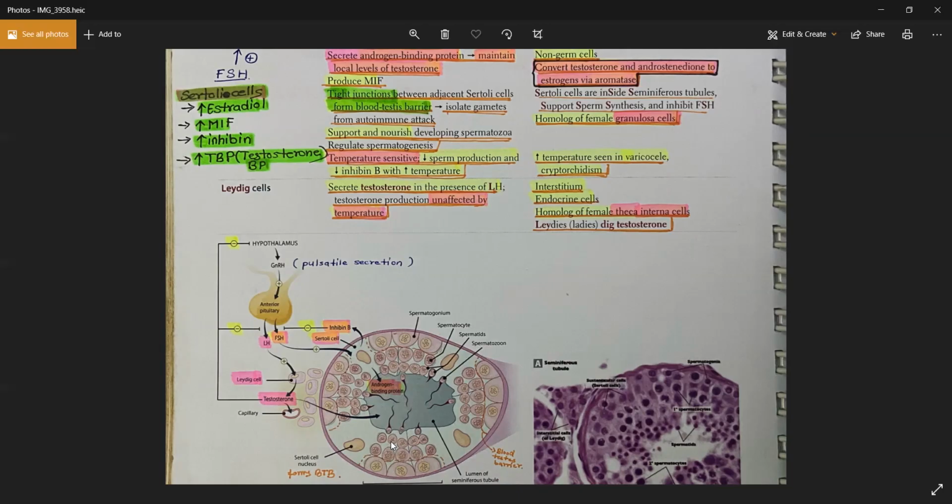Could you repeat the last thing which you explained? This is the blood testis barrier, as you can see. Outside it, the blood vessels are present. So these spermatogonium are in contact with the blood. But after that, you have the blood testis barrier that will separate all other cells from the blood.